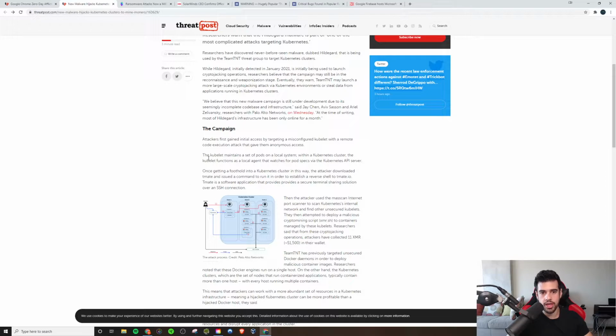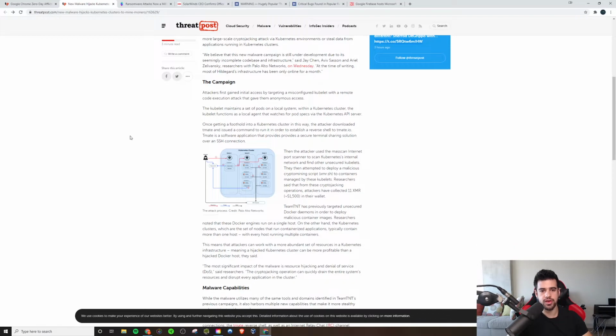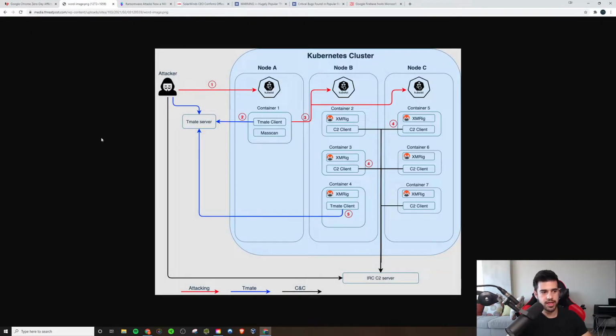And they even go into explaining the campaign, which I thought was very interesting. I'll show you guys the infographic here. Essentially what's going on is an attacker was able to exploit a misconfiguration in a kubelet. So you can have Docker containers, and I think you can also have kubelets if you're using their native platform, right? You have a number of kubelets, and these kubelets make up your Kubernetes cluster.